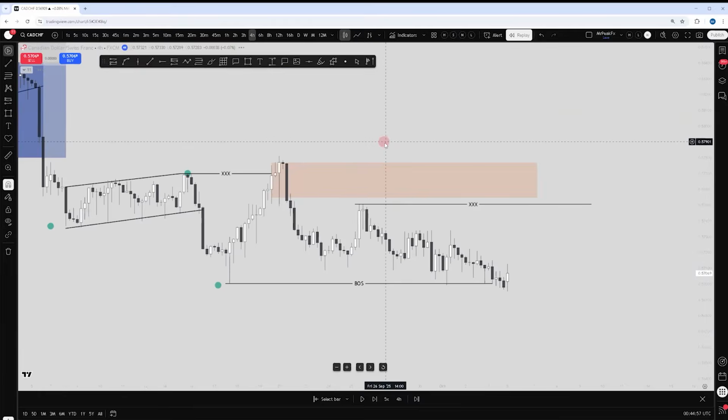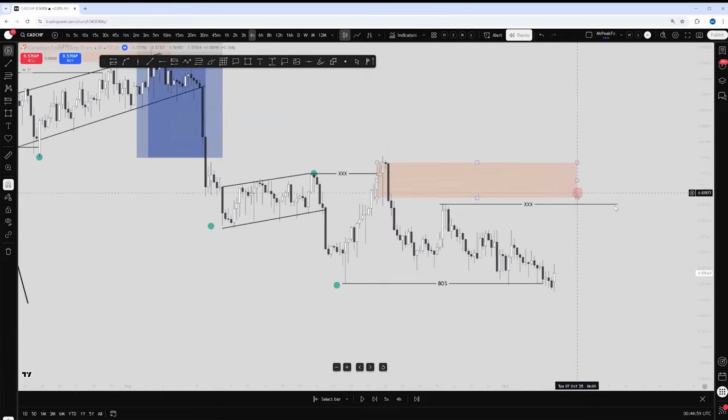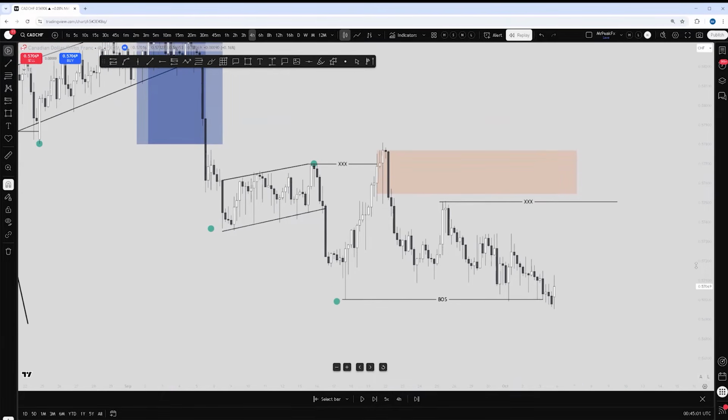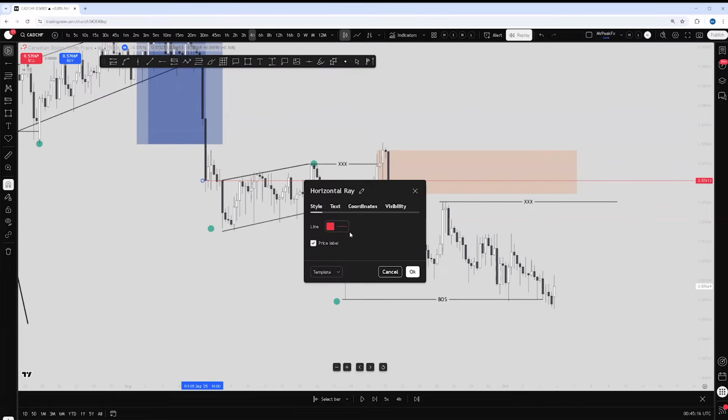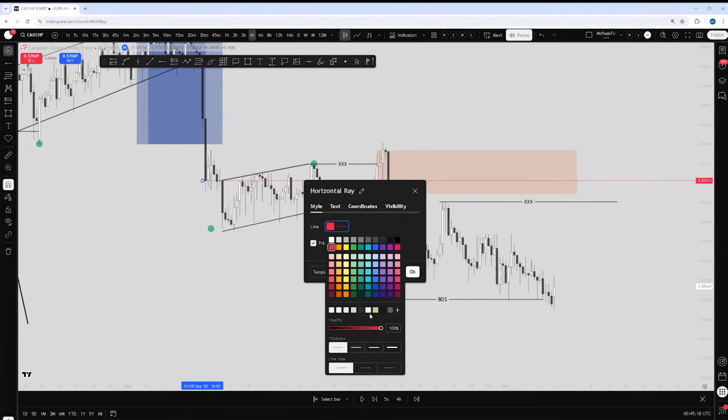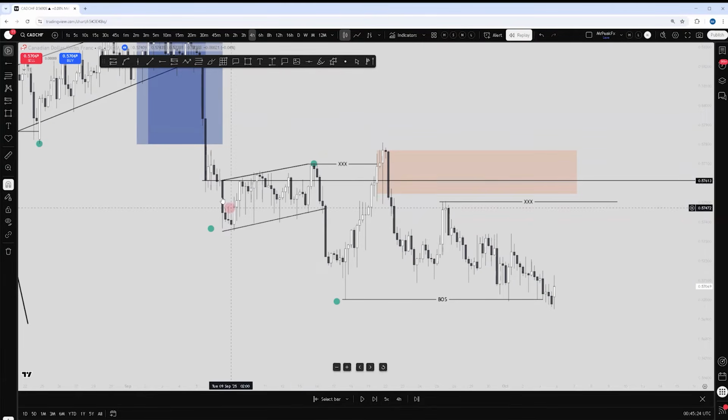So when I went to 4 hour, I started spotting out some nice areas that I want to snipe from. And I saw something very, very nice. I saw one of my entry models too. I can use order block, I can use fair value gap, and I can use key levels. I spotted a key level right here. Let me make it thick black.